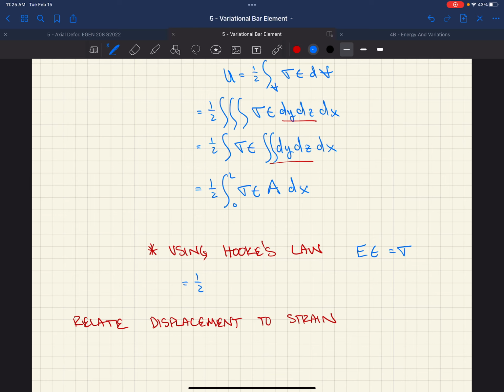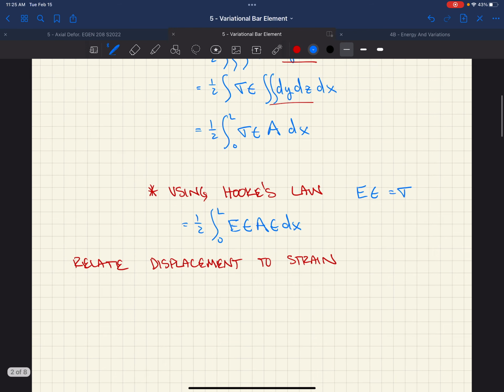Okay, so 1/2, the integral from 0 to L. Well, now we have this relationship. So I'm going to plug that relationship in, E epsilon A epsilon dx. So that's really strain energy.